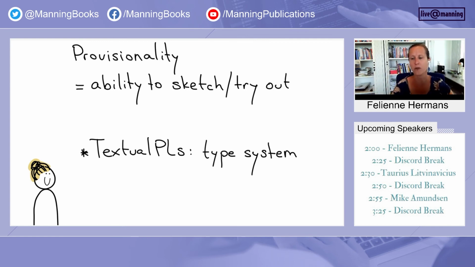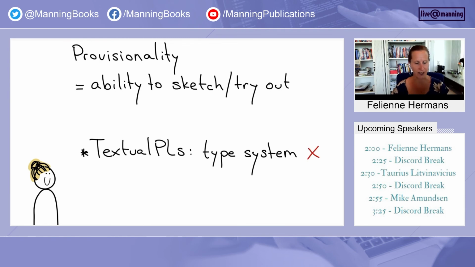So a type system is typically said to hinder provisionality a bit, to make it harder to try stuff out. This is definitely a reason that some people don't like type systems at all, because they feel like they're fighting with the compiler all the time. I just want to get my thoughts on paper, get my thoughts into the program, and then I just want to have it checked later.